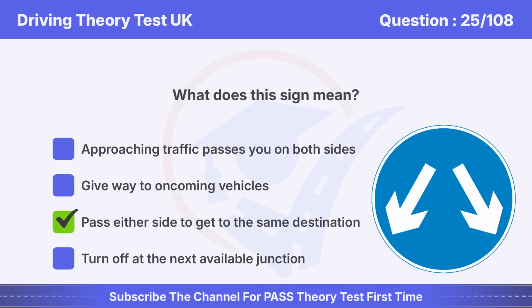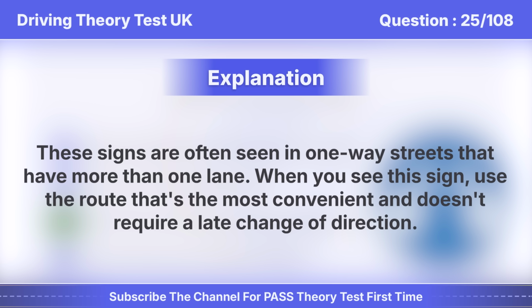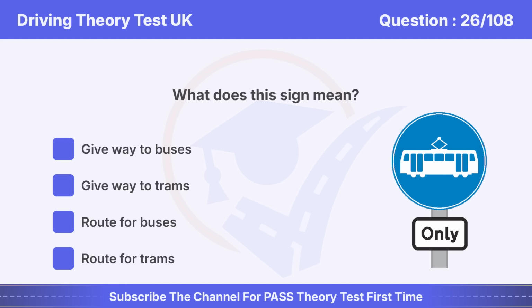Answer is C. Pass either side to get to the same destination. These signs are often seen in one-way streets that have more than one lane. When you see this sign, use the route that's the most convenient and doesn't require a late change of direction. Question 26. What does this sign mean?